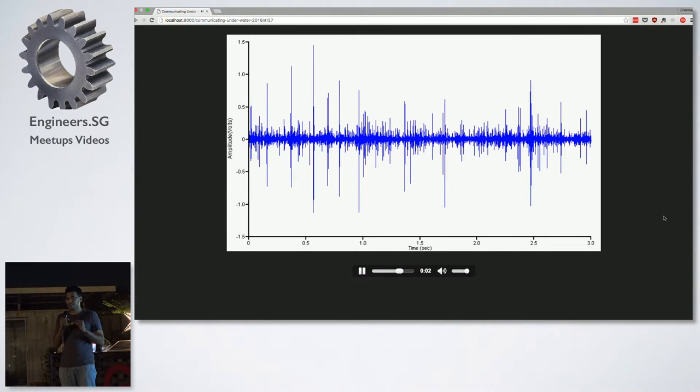Some people describe it as eggs frying. It's a very appetizing sound. And this is a waveform of how it looks. So for most people, it will be like, okay, that's just another audio waveform.